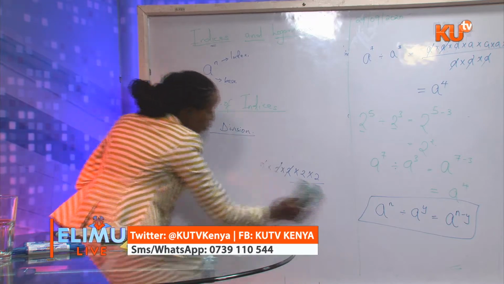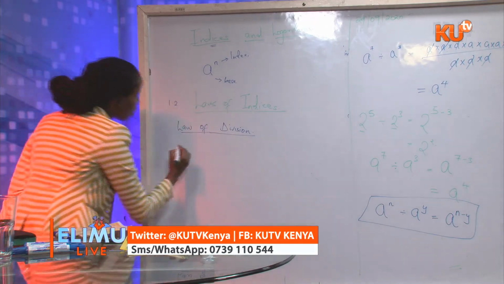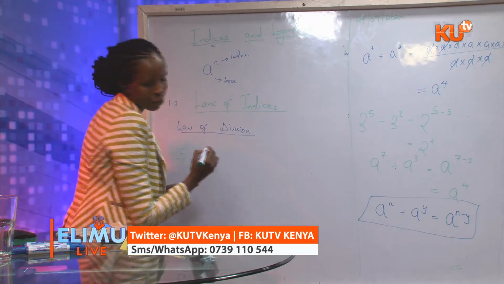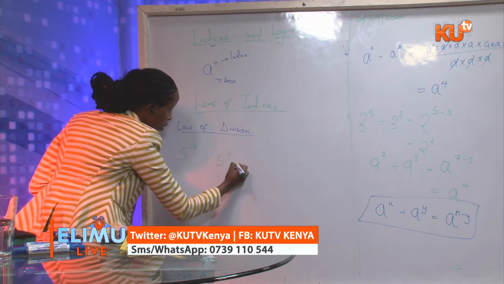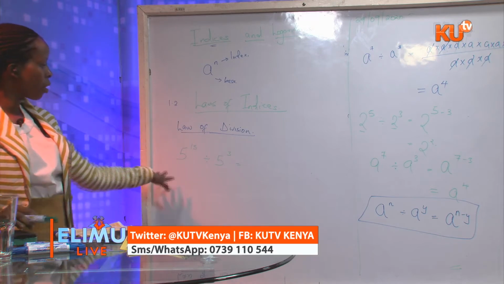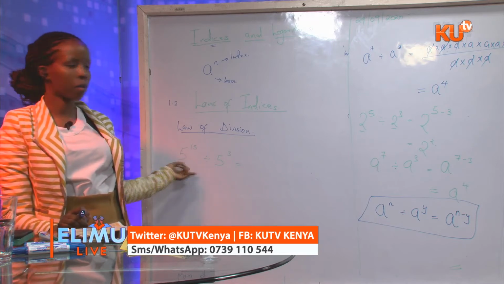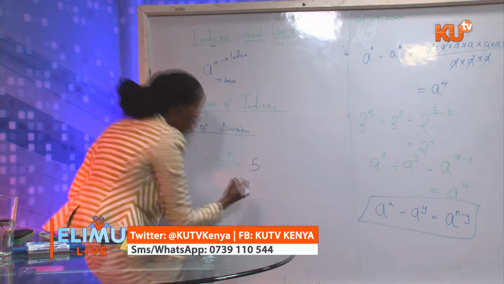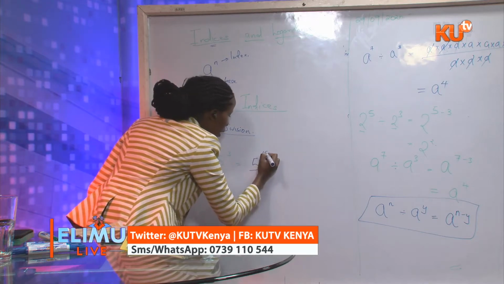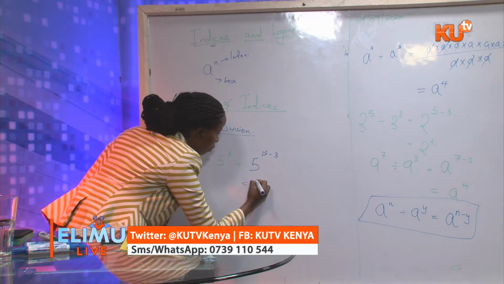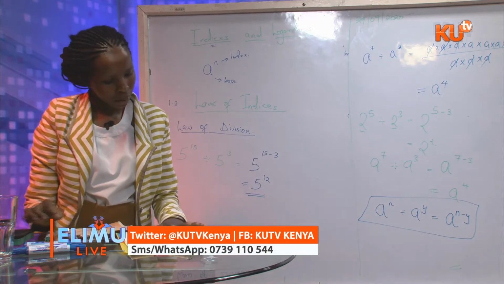Let us check on some examples. If I have 5 raised to 15 divided by 5 raised to 3, how do I work it out? Are the bases the same? Correct, our bases are the same. They are 5, so I will have my 5 here. And because this is a division form, we will have 15 minus 3. So I'll have 5 raised to 12. That is our answer. I hope we are getting somewhere.